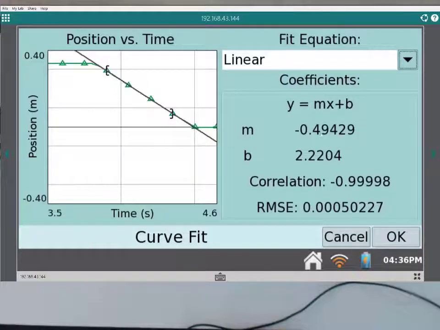And indeed it is negative. So there is the final velocity of cart 1, the green cart that moved to the left after the explosion. You can use all of these digits because we have a highly precise measuring tool here. Negative 0.49429, and this is in meters divided by seconds. You can see meters on the y-axis and seconds on the x-axis. So this is in meters per second.